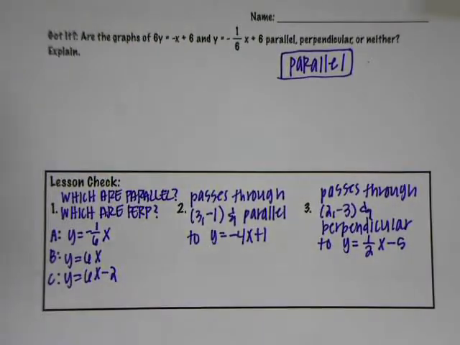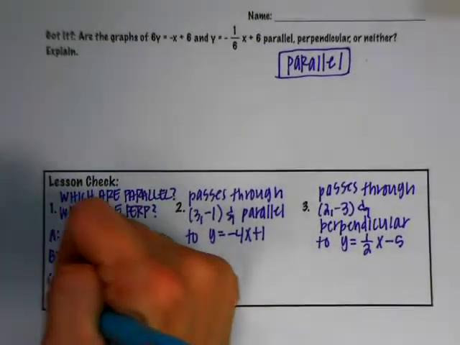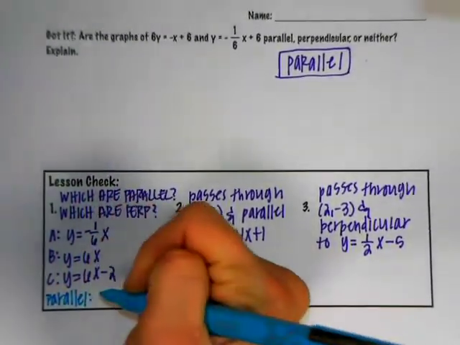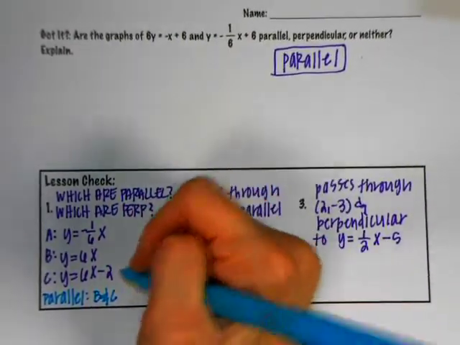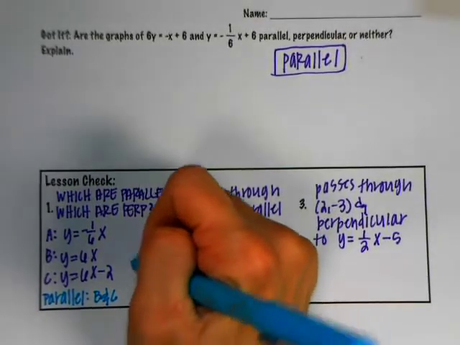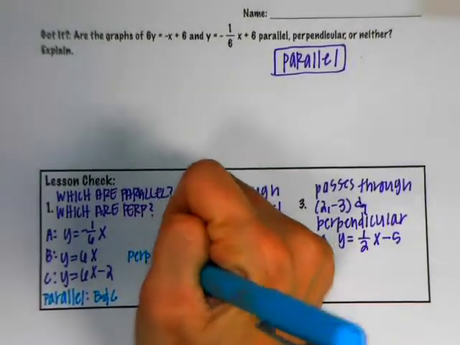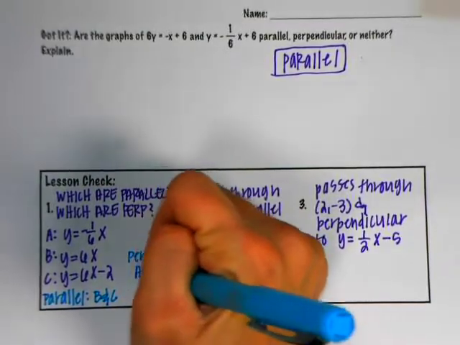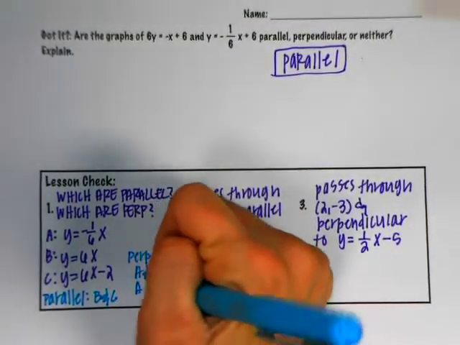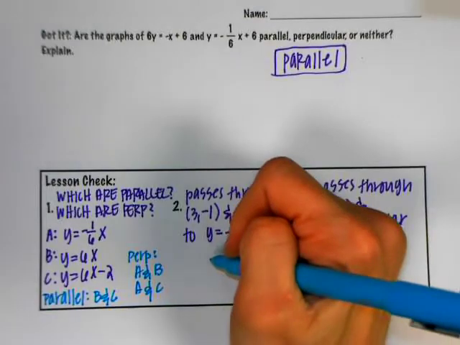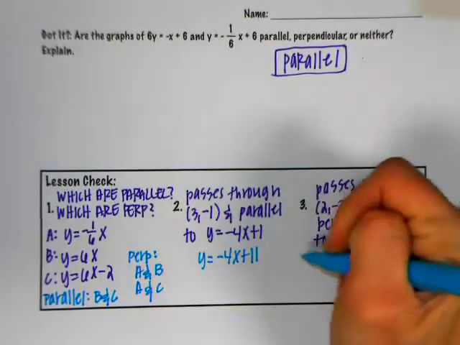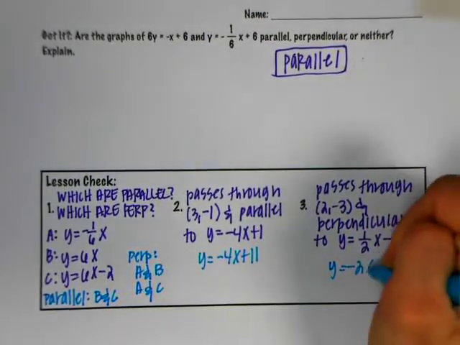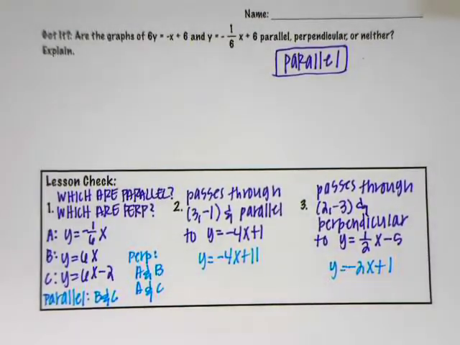Well, I'm going to give you guys the answers. So for this one, parallel is B and C. And then perpendicular is A and B, and then A and C. I feel like this is just going better with pencil. This one's y equals negative 4x plus 11, and this one's y equals negative 2x plus 1. Okay?